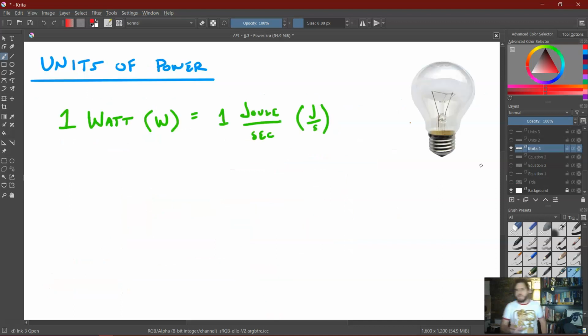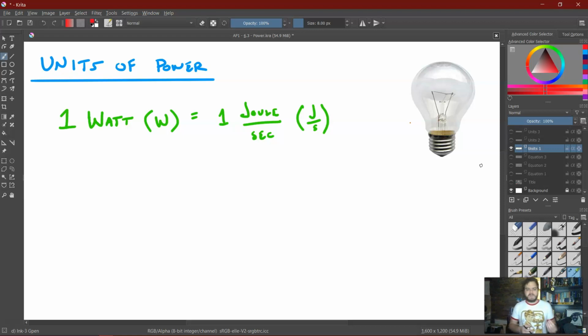Now, you're probably familiar with the term watts from the use of light bulbs. You have 40-watt light bulbs, 60-watt light bulbs, 100-watt light bulbs. And what that wattage is telling you is how quickly electrical energy is being transformed into heat and radiant or light energy. So if you have a higher wattage, more of that energy is being transformed quicker, so you get a brighter light bulb.